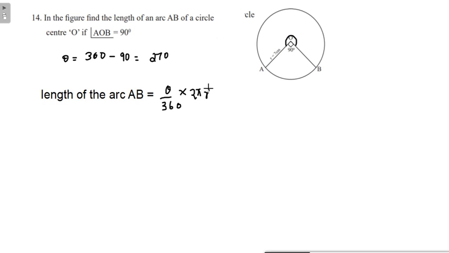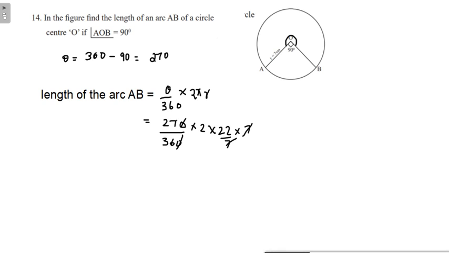So now we have to substitute the values. So we know what theta is now. Theta will be equal to 270, right? 270 divided by 360 into 2 pi r. So it will be 2 into 22 by 7 into radius. So what's the radius here? Radius is 7. So now wherever possible do the cancellation. So 7 and 7 also we can cancel.